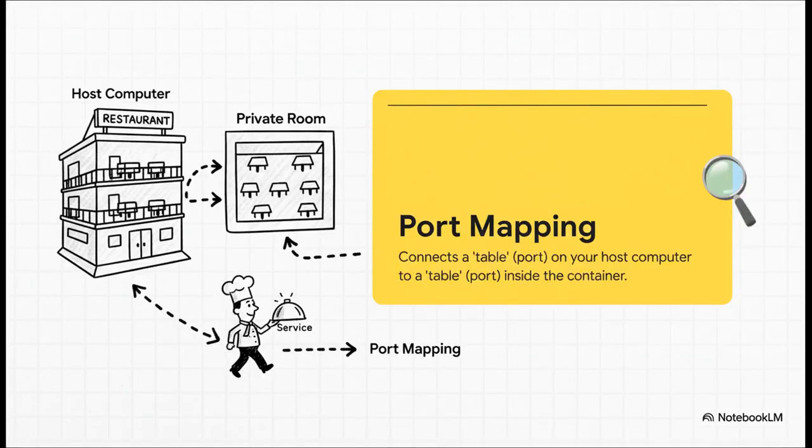And here's a great way to think about it. Imagine your computer is a restaurant, and it has a bunch of tables, or ports. The container is like a private room inside that restaurant, and it has its own set of tables. Port mapping is just connecting a table out in the main restaurant directly to a specific table inside that private room, so that people, or data, can get through.